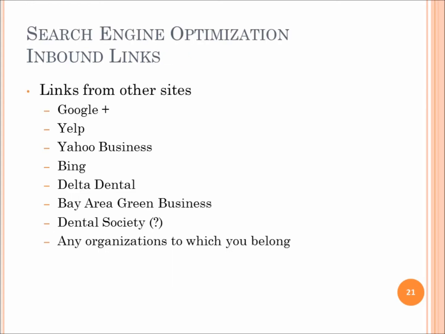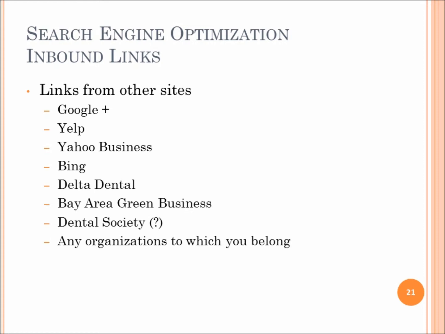Okay, the third thing, when we're talking about search engine optimization, are inbound links. What's an inbound link? That's a link that comes from another website, hopefully a website that has a higher page ranking than your website does. For instance, Google+, which is kind of like Yelp, has a very high page ranking with Google, as you might expect. So does Yelp. So does Delta Dental. All these people have high page rankings, and you would like them to link to your site, to have an inbound link to your site.